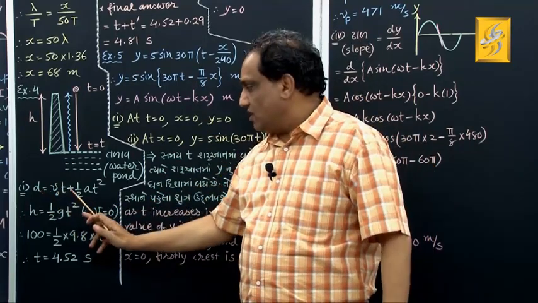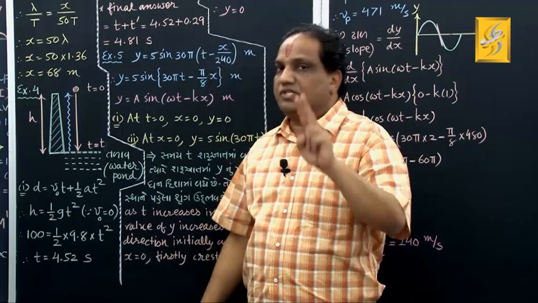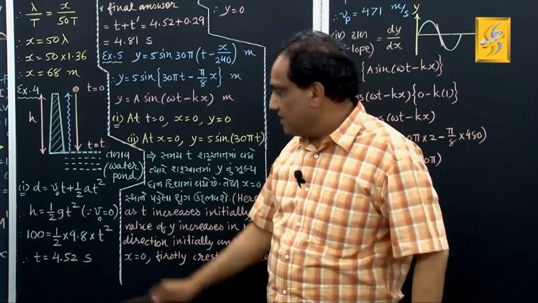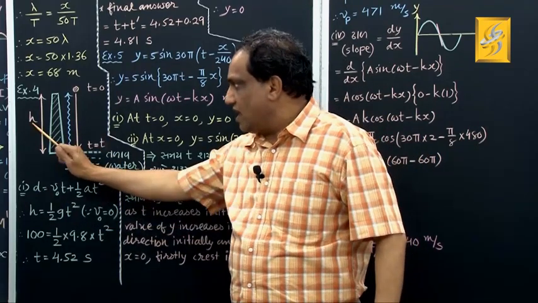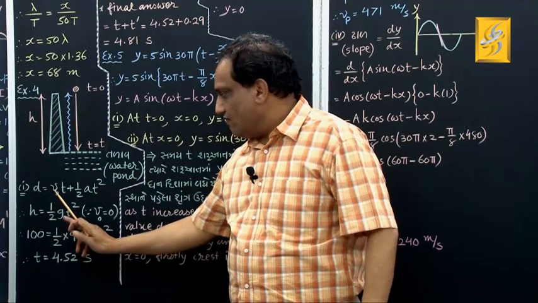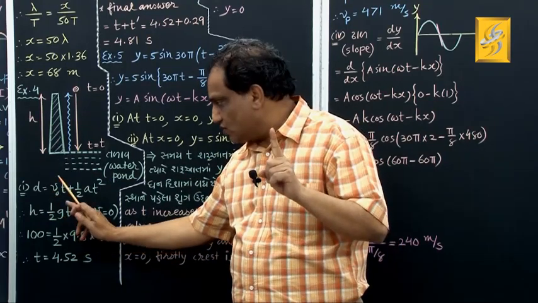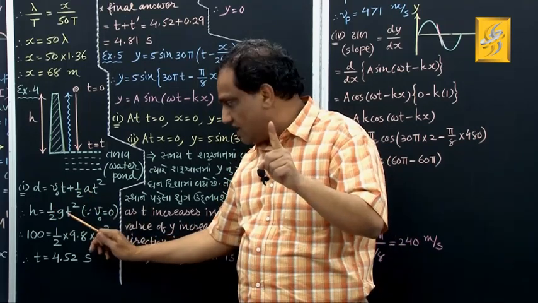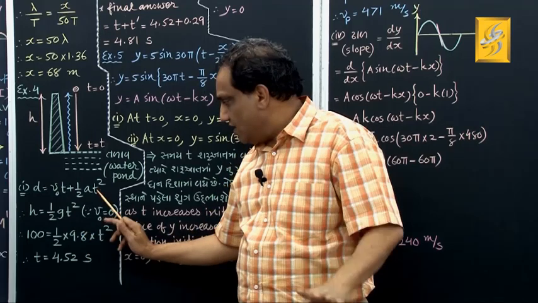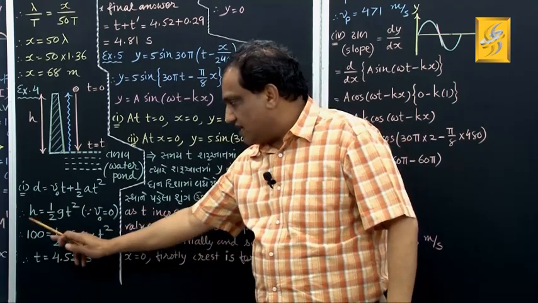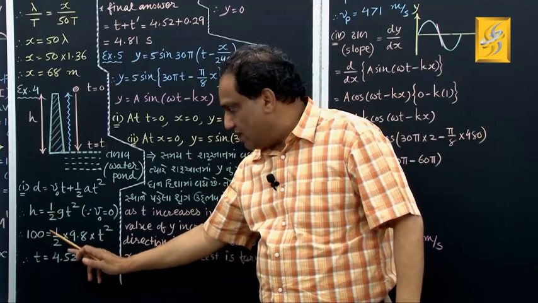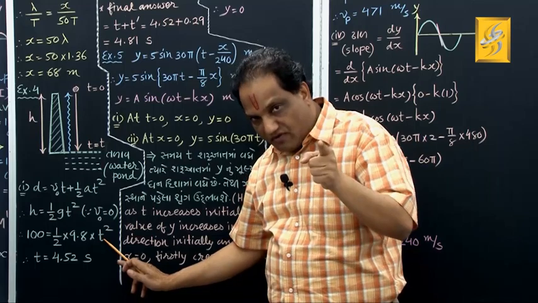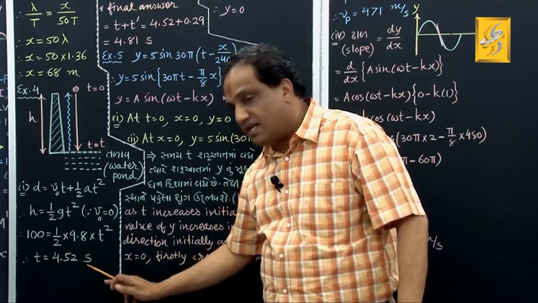d equals v0 t plus 1 by 2 a t square, the second equation of linear motion with constant linear acceleration. Remember that? Fine. This distance travelled vertically downwards is equal to the height of the tower, let it be h. For a freely falling body, the initial velocity is 0, so this part is 0. 1 by 2 as it is. The acceleration for a freely falling body is the gravitational acceleration, shown by symbol small g, into t square. Now tell me, h is given to you as 100 meter, 1 by 2 as it is, g value 9.8 meter per second square into t square. Find out t from here, you will get 4.52 seconds.